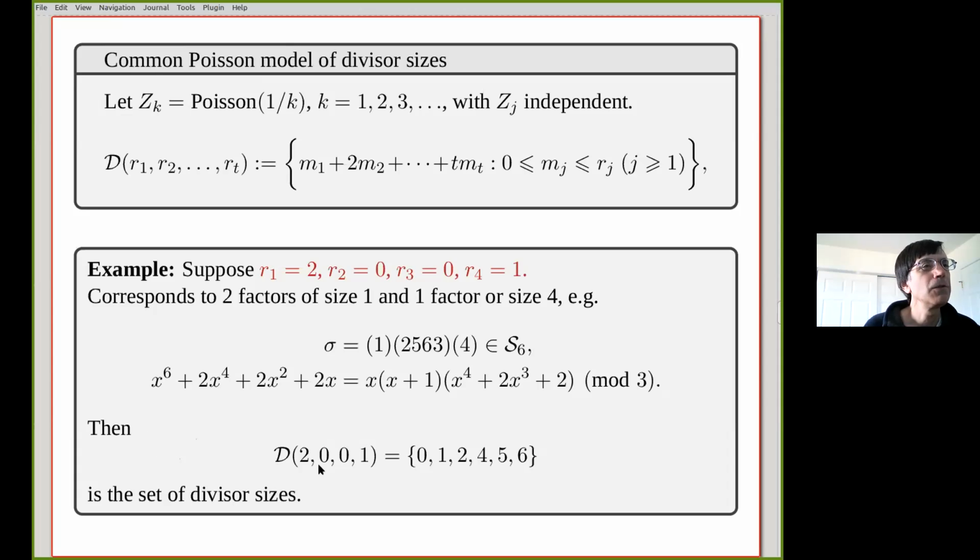Then D of (2, 0, 0, 1) would be the subset sums of the multiset consisting of 2 ones and a 4. It would be this set of numbers, and that corresponds to the set of divisor sizes, the set of sizes of divisors of sigma, and the set of degrees of the factors of this polynomial. By the way, this is mod 3, where everything is over a finite field, not over the integers or rationals. That's just to make sure we're on the right page with notation.